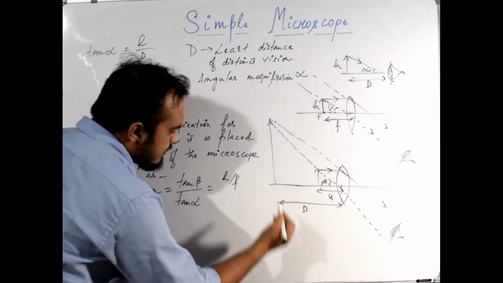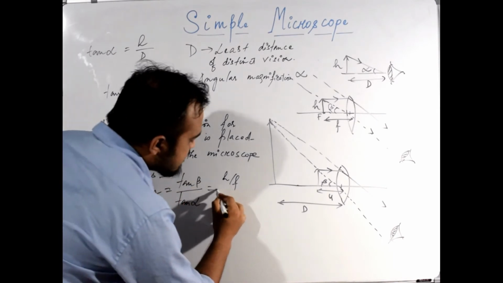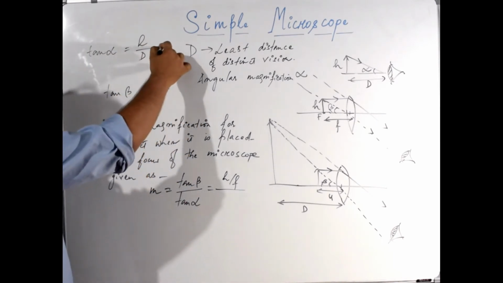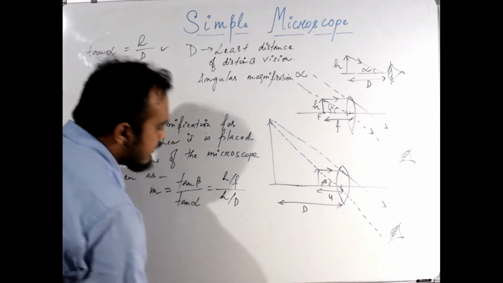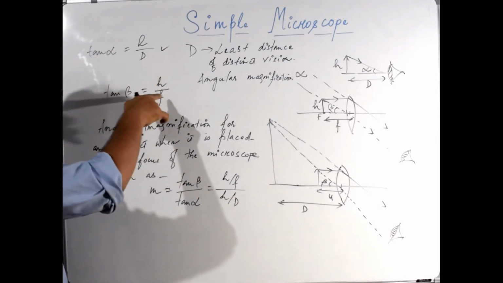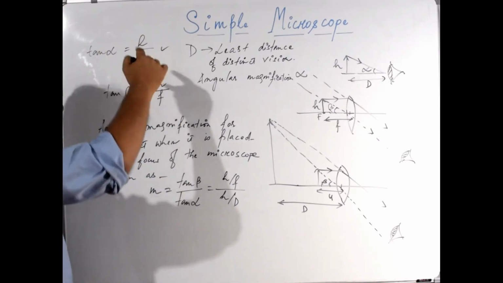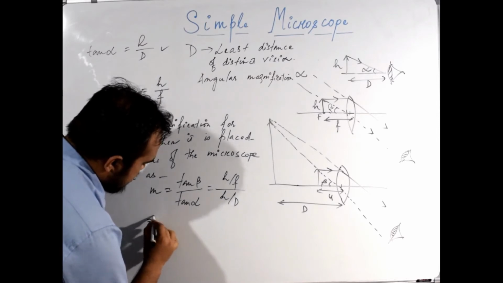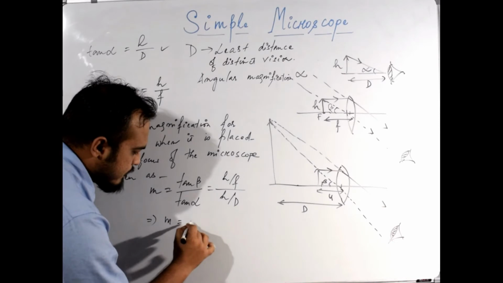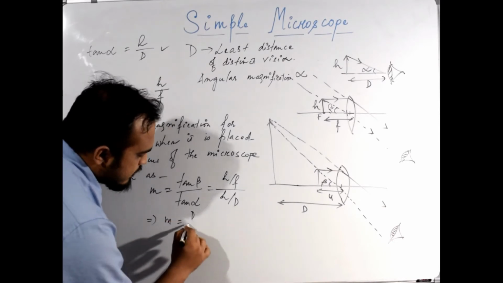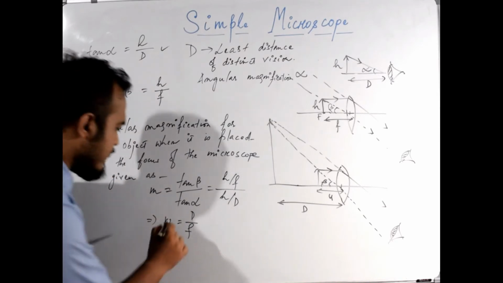Tan of beta, we found it to be h divided by f. And what is tan of alpha? Tan of alpha we found it to be h divided by d. So finally, what will be the value for m? M will be equal to d divided by f.